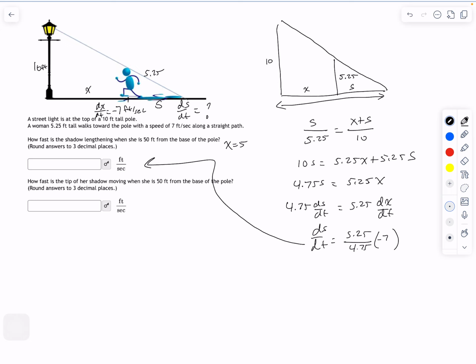How fast is the tip of the shadow moving when she is 50 feet away from the base of the pole? To figure that out, we're going to combine both the dx over dt and the ds over dt. So this is going to be negative 7 plus our answer over here, which is also negative 5.25 over 4.75 times negative 7. That's a combination of both the woman walking toward the lamp as well as her shadow shrinking. And that is how fast the tip of her shadow is moving.